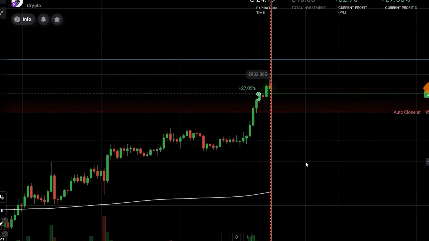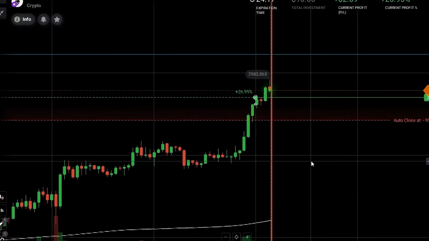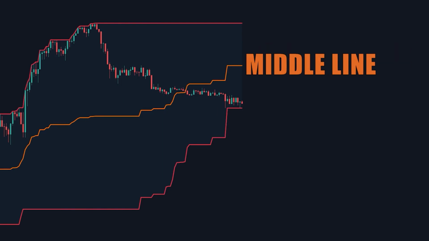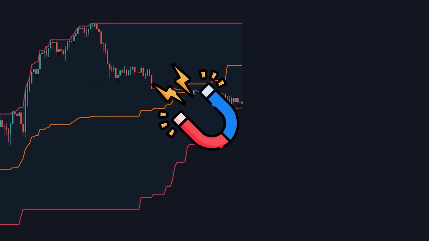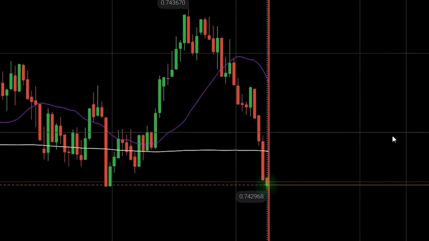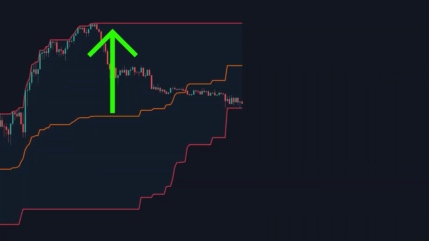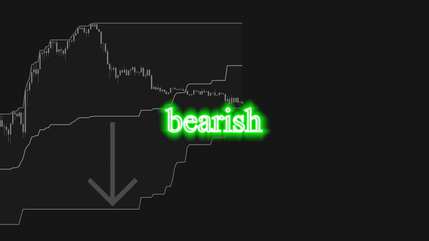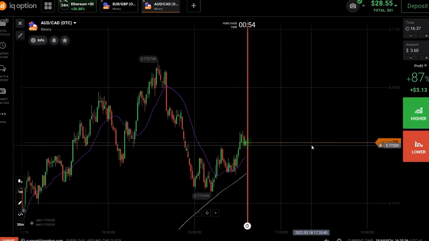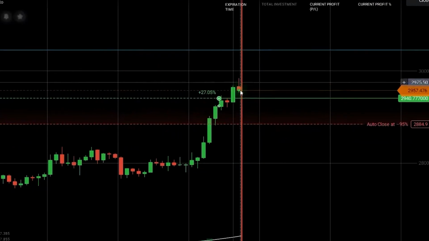Now, let's take a look at the Donchian channels indicator on its own. It comprises 3 lines. The middle line serves as a mean reversion point for the market, acting like a magnet that attracts the price. This line can also help gauge the momentum of the chart. If the price is above, it's bullish. If below, it's bearish. Moving on to the upper and lower bands, these act as great support and resistance levels. Often, the price will hit these bands and bounce back.